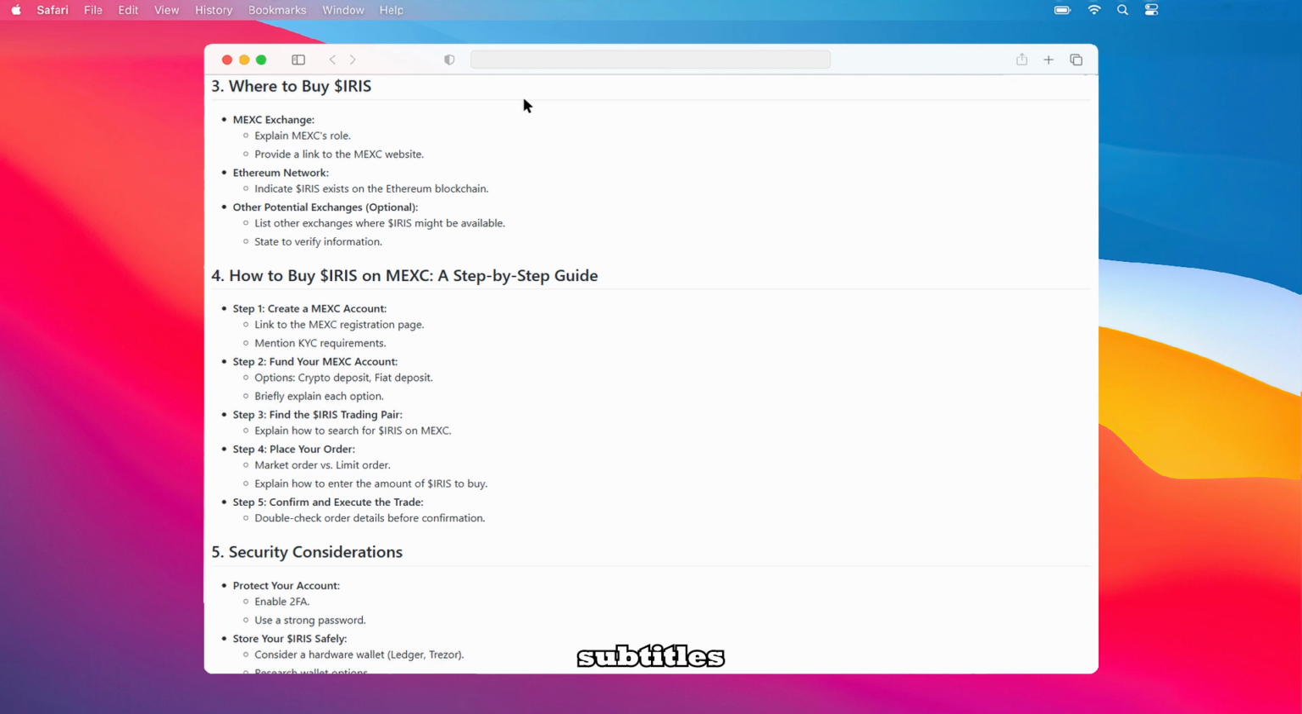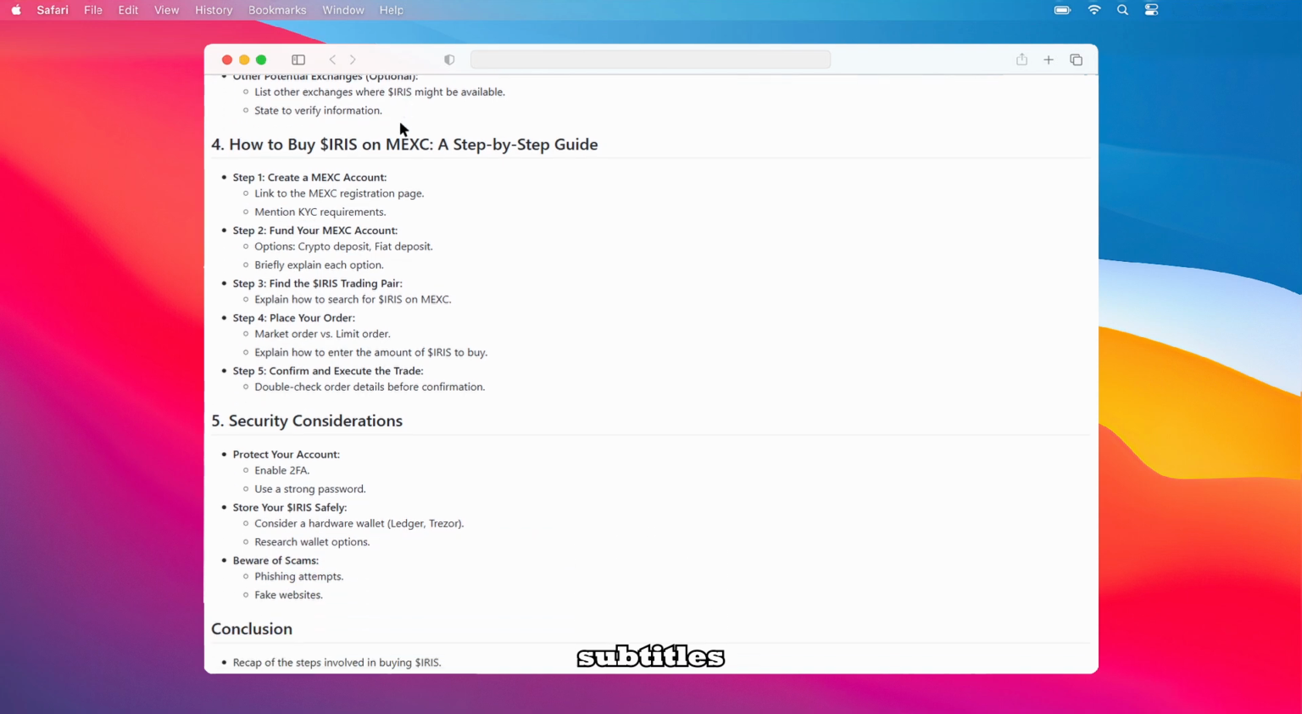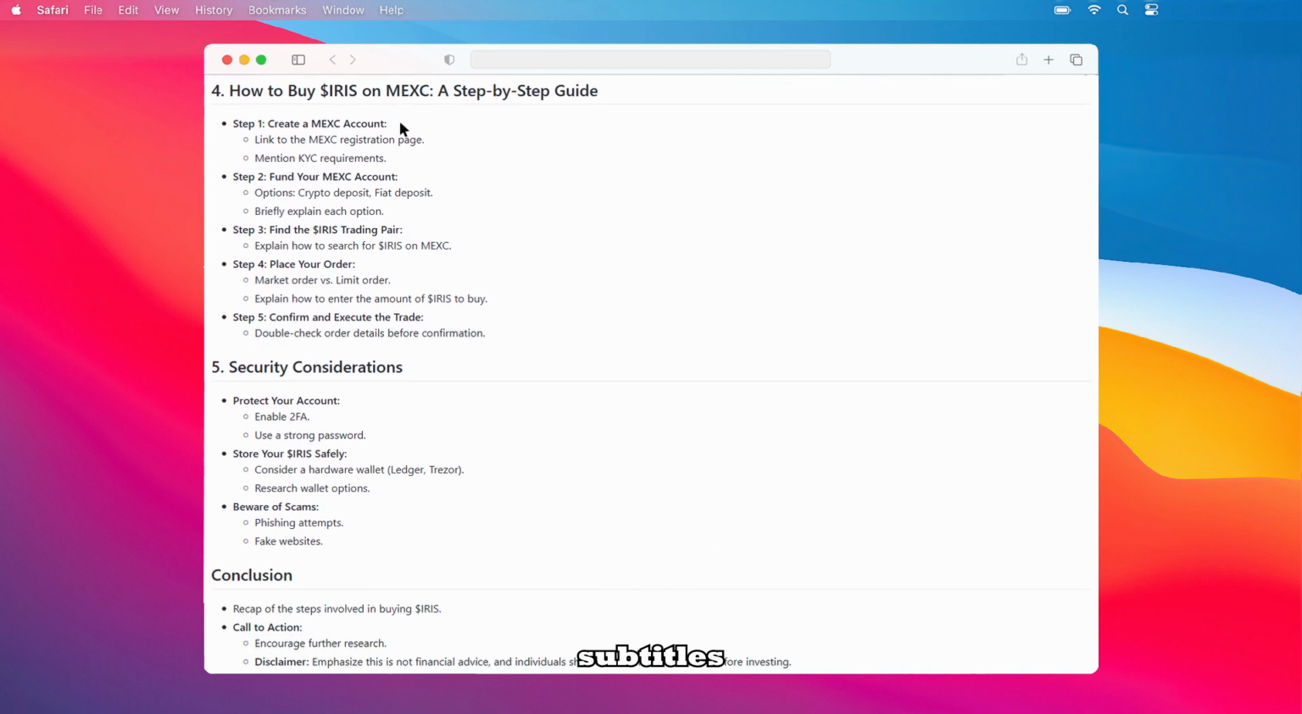Then, find the $IRS trading pair on MEXC. Finally, place your order, choosing between a market order for immediate execution or a limit order at a specified price. Input the amount of $IRS you wish to purchase. Before confirming, double-check all order details. Then, execute the trade.